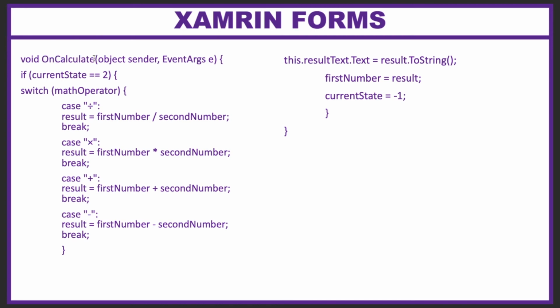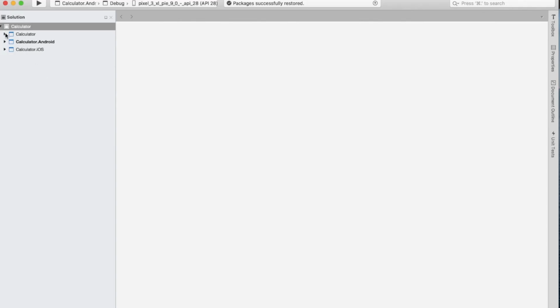And finally, on calculate. So we are having two numbers, first number and second number, and this math operator will hold which operator has been selected. So based on the case, the operation will be performed. After this operation has been performed, it displays the result in result text.text. So this is the execution environment.